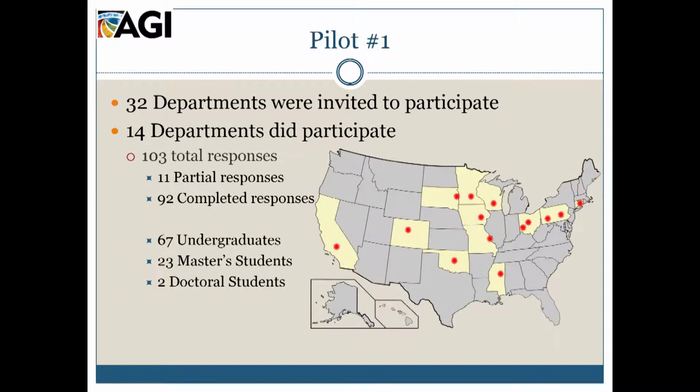So we did a pilot in the spring of 2011. We handpicked 32 departments to participate. 14 actually did. And you can see the distribution of these departments on the U.S. map. We received 103 total responses, 11 of which were partial, 92 completed responses, and 67 undergraduates, 23 master's students, and 2 doctoral students. So it was really great to see the response that we got.